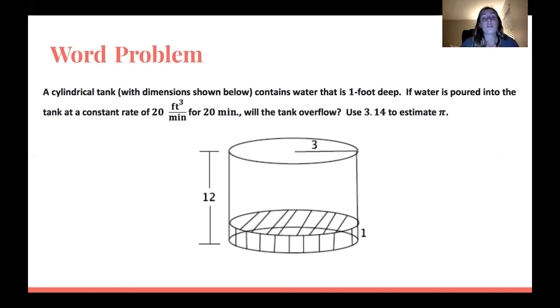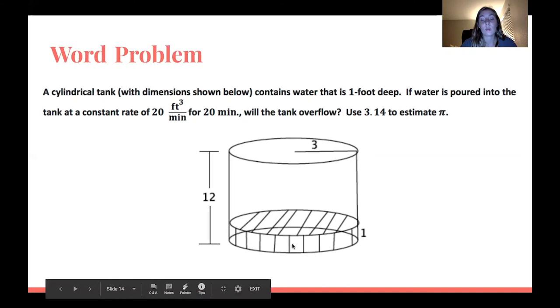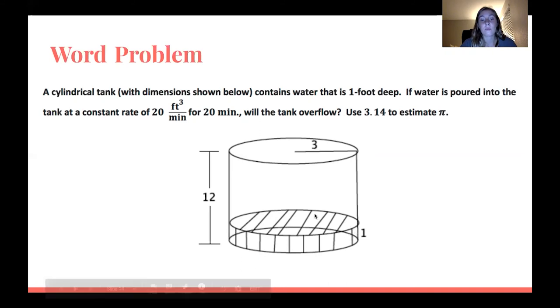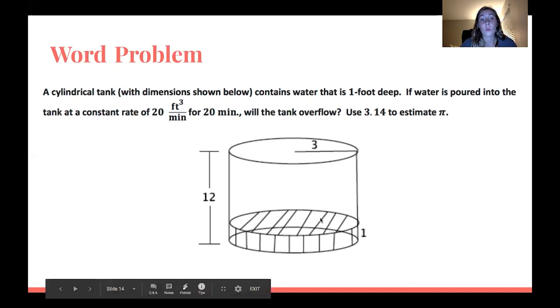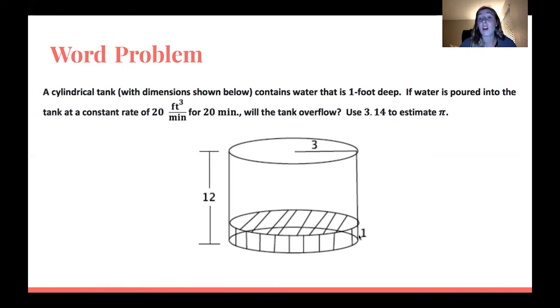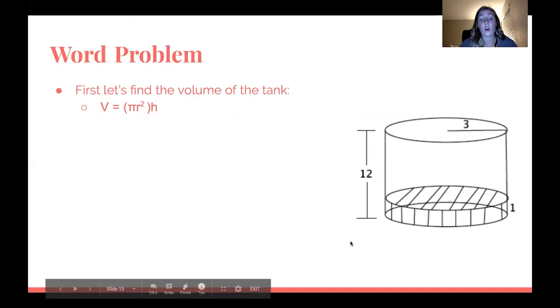So here's our cylindrical tank where we have a radius of 3 and a height of 12. And then this is where the water that's already in here is at. And it says that the water is 1 foot deep. So the height of the water is 1 foot, but the height of the entire tank is 12 feet. And that is our unit. So let's find the volume of the tank. That's what we're going to do.